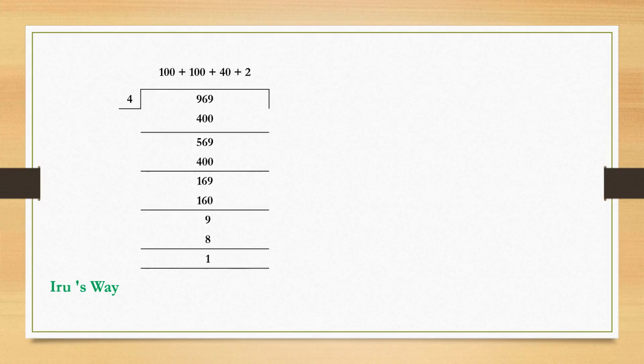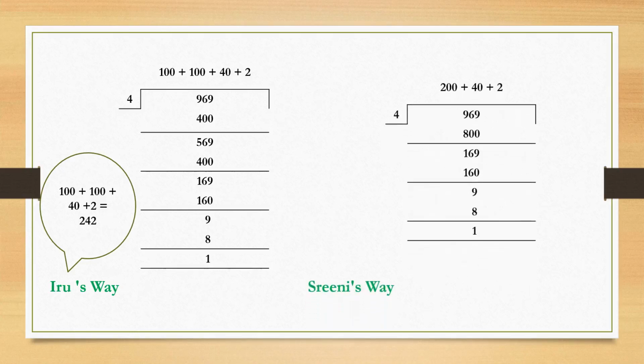So to find the number of students, he just added 100 plus 100 plus 40 plus 2, and he knows that he will divide 969 pencils among 242 children. Then Srini did the same division in a different way.